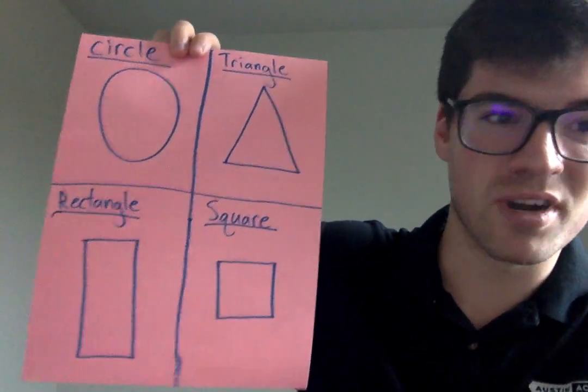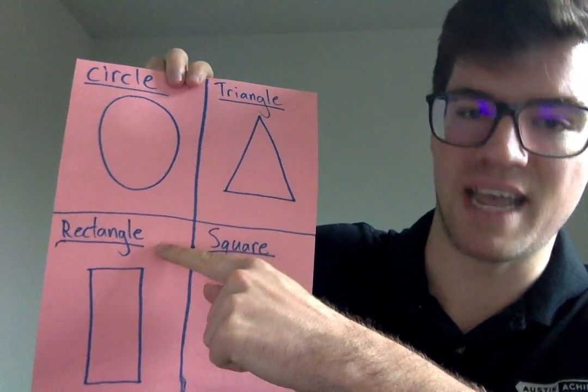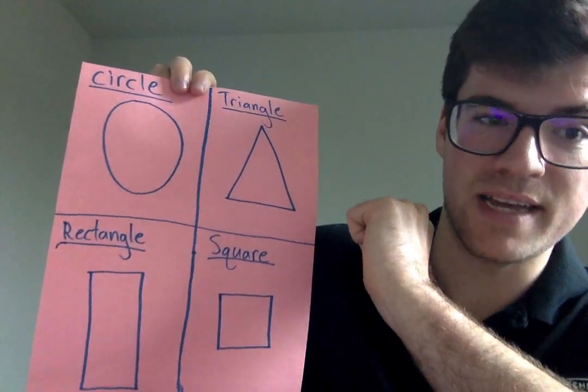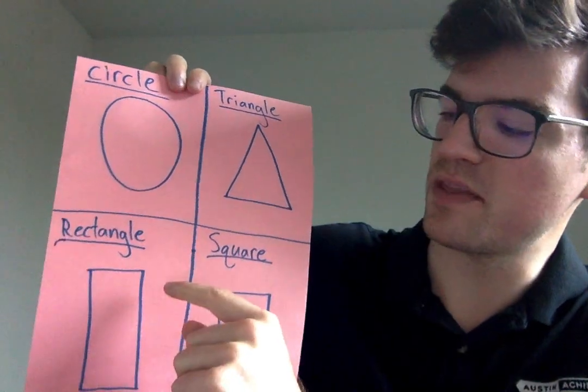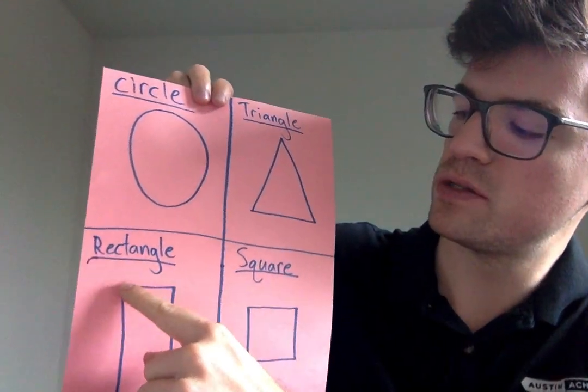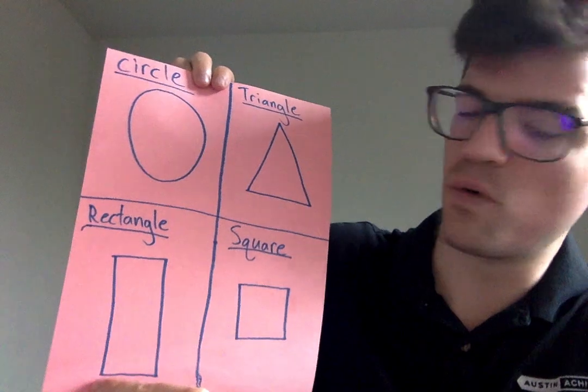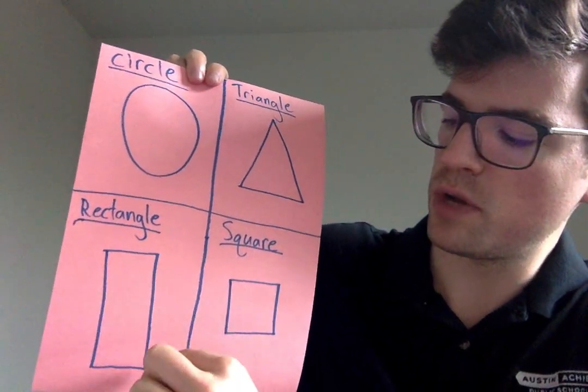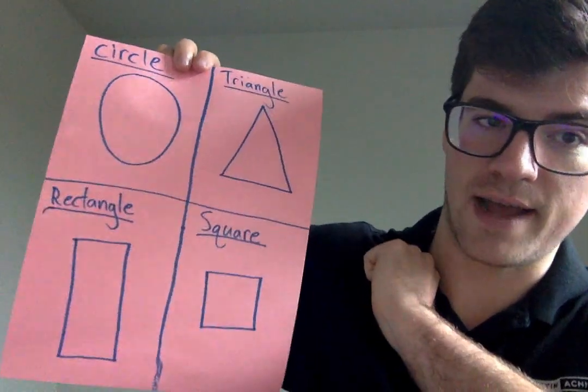The next shape that we're going to be looking for today is the rectangle. The rectangle has 4 sides and 4 vertices. Count them with me. 1, 2, 3, 4 vertices, and 1, 2, 3, 4 straight sides.